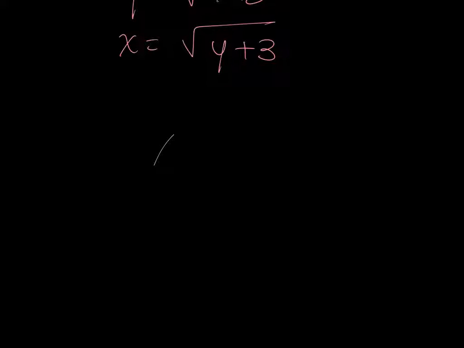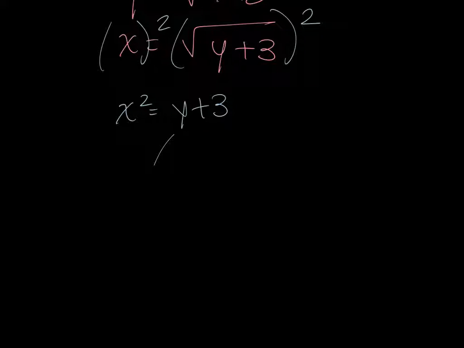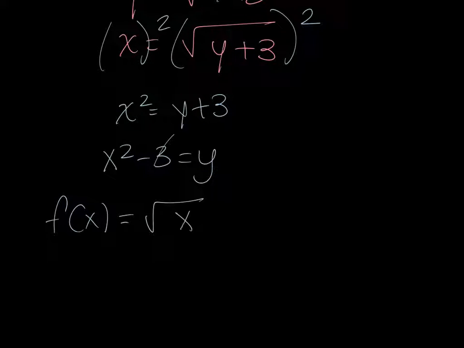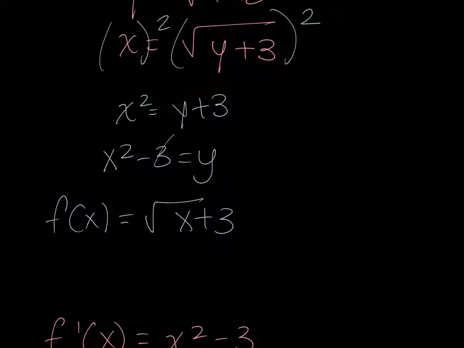In order to get rid of a square root, we're going to square it. So now I have x squared equals y plus 3. Last but not least, I'm going to do x squared minus 3 equals y. So my original is f of x equals square root of x plus 3. My inverse is now f inverse of x equals x squared minus 3.